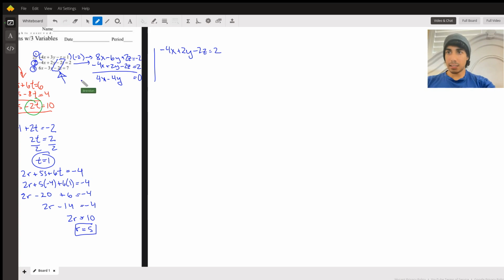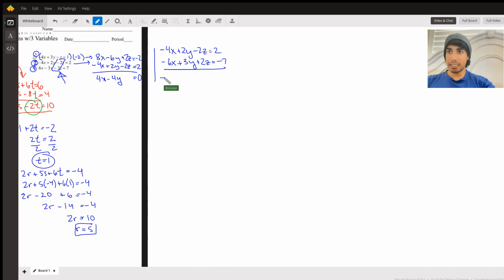All right, so 6x, that's going to be a negative 6x once I multiply by negative 1. I'm looking at equation 3 right here. That negative 3y becomes a positive 3y. That negative 2z becomes a positive 2z. And that 7 will become a negative 7. All right, let's add them up.